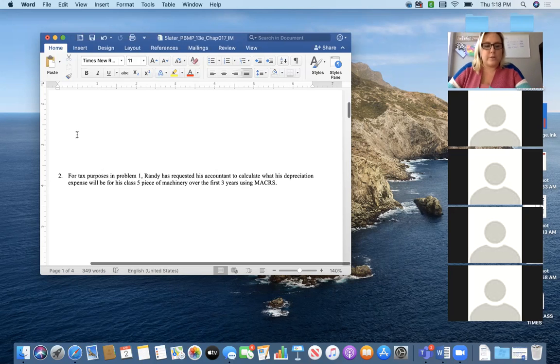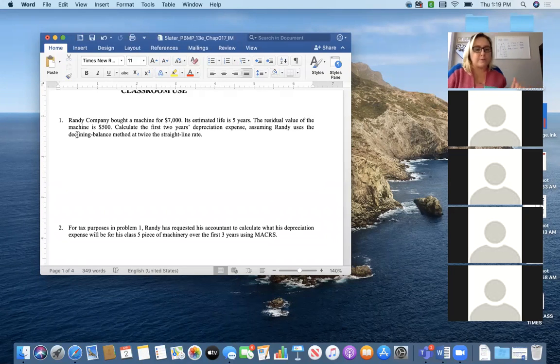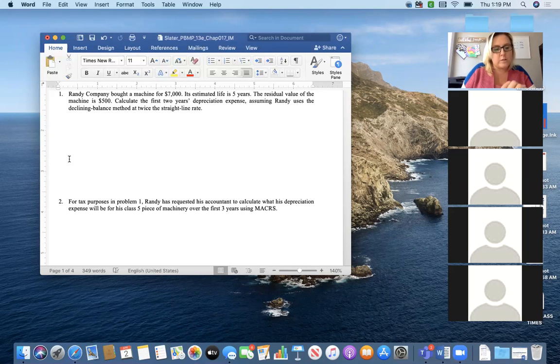Also, make sure when you're doing the declining balance that you don't depreciate below residual value with declining balance. Our first 2 years worth of depreciation is $4,480. So we're okay. We haven't depreciated below residual value of $500 yet. So make sure that you're watching that with the declining balance to not go below residual value. Makers, you do go below residual value and depreciate down to 0. That's the only one that you depreciate completely down.